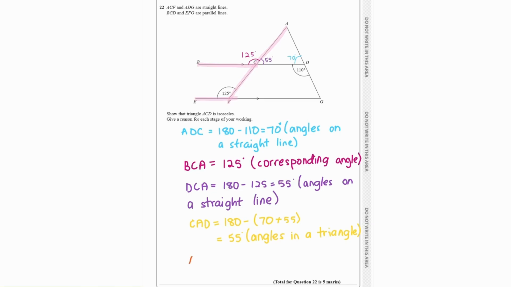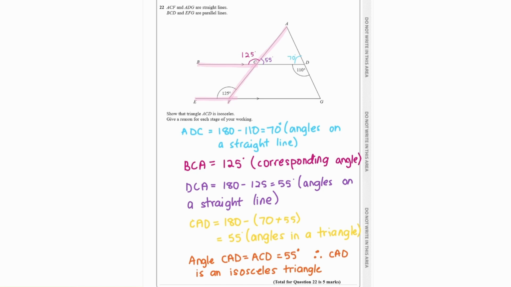So as we can see, we have two angles which are 55 in triangle ACD. We have angle CAD, which is 55, and also angle ACD, which is 55. And because we have two angles which are equal, we can therefore say that this triangle is therefore an isosceles triangle.